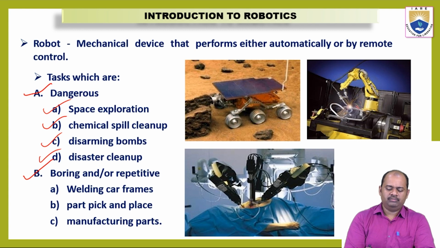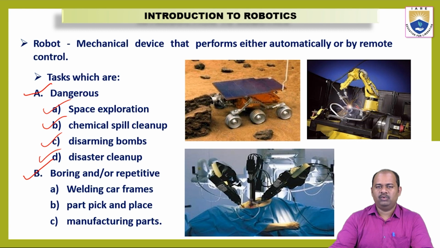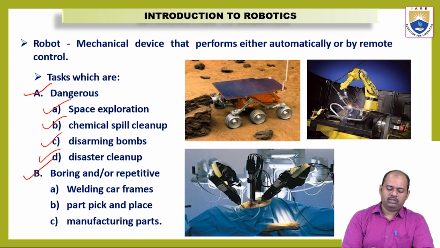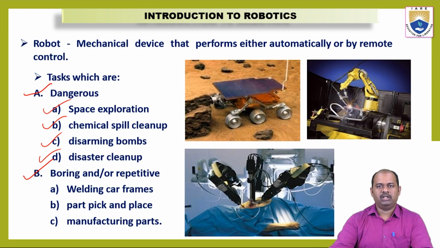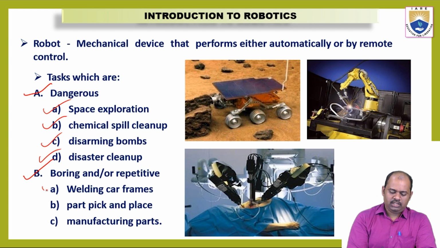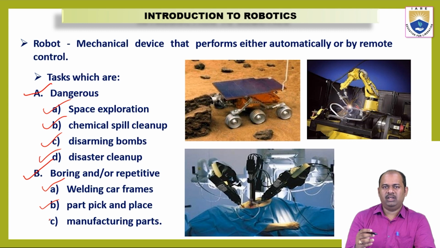So these parts of the building can be cleaned up with the help of a robot because human beings cannot lift more weights. That is why we have to use robots for cleaning up the disaster buildings. And then the second kind of tasks are boring or repetitive tasks, mostly seen in industries where we will use robots for welding car frames, and then part pick and place operations. For this, we can use robots because human beings will get tired easily because these are very repetitive tasks.